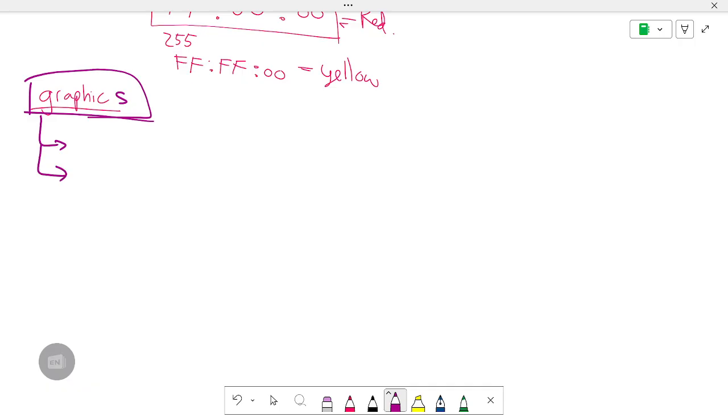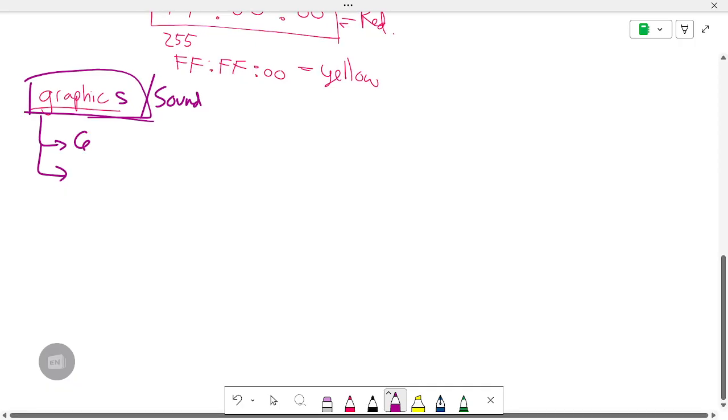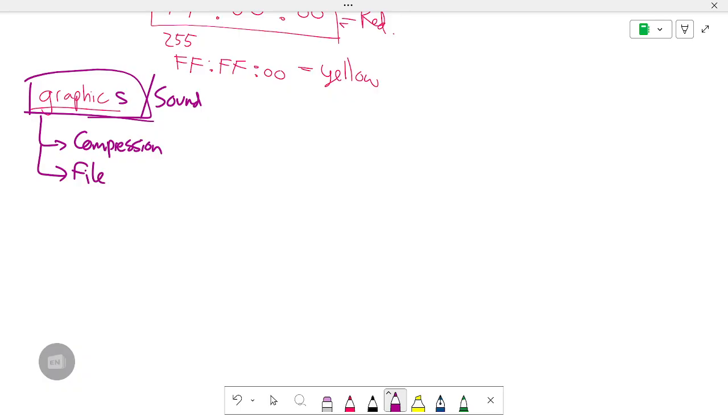Now, when we're talking about graphics, there are a couple of things that we did: compression, file size, sound, graphics and sound. Some of the things that we talked about are compression and file sizes. Basically those are the 2 major things that we did.